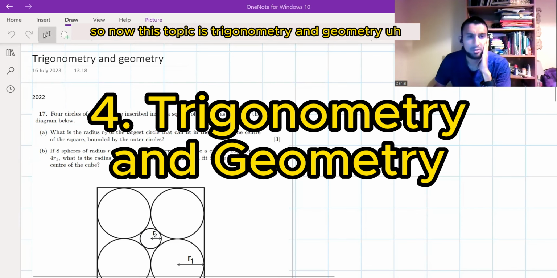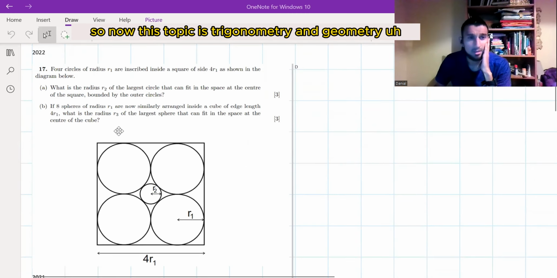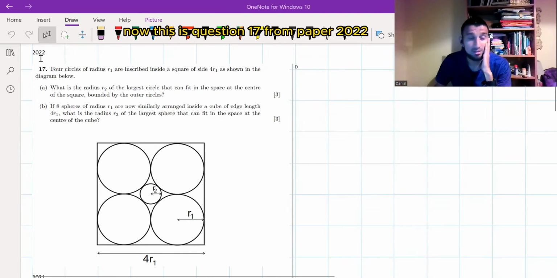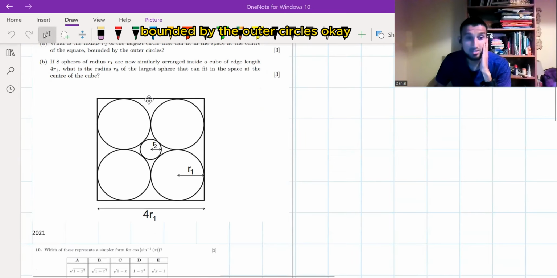So now this topic is trigonometry and geometry. Now this is question 17 from paper 2022. So four circles of radius R1 are inscribed in a square of side 4R1 as shown in the diagram below. What is the radius R2 of the largest circle that can fit in the space at the center of the square bounded by the outer circles?